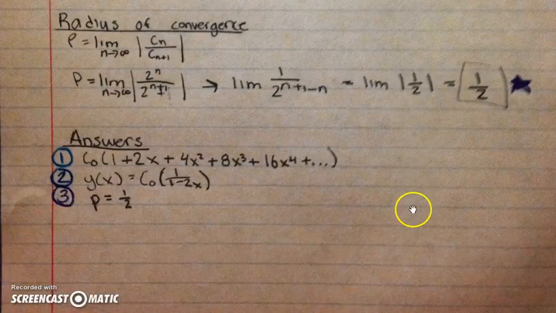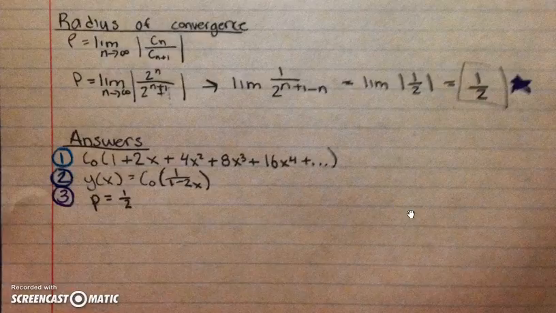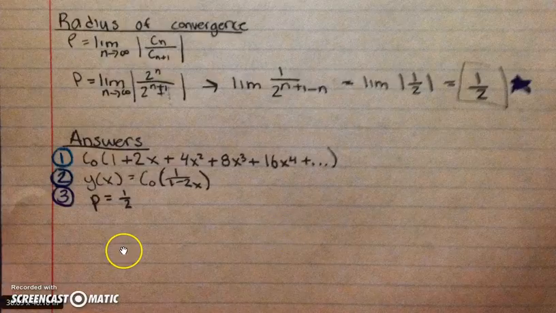So our answers for this problem are, for the first one, the general solution is C0 times 1 plus 2x plus 4x squared plus 8x cubed plus 16x to the fourth plus and so on. And then the one in terms that we've seen before is y of x equals C0 times 1 over 1 minus 2x. And then lastly, we found our radius of convergence, which is rho, which equals 1/2.